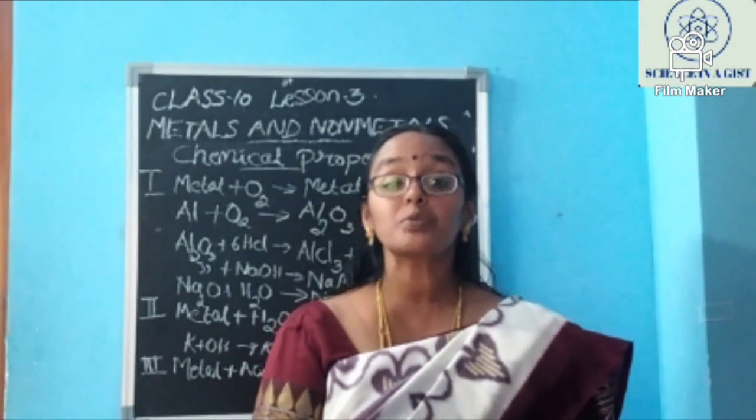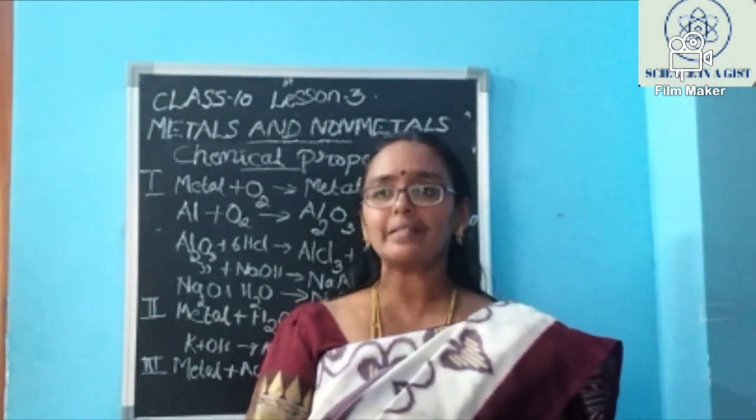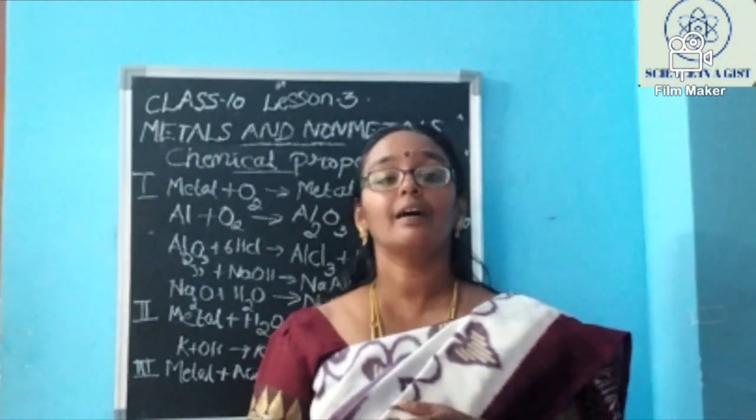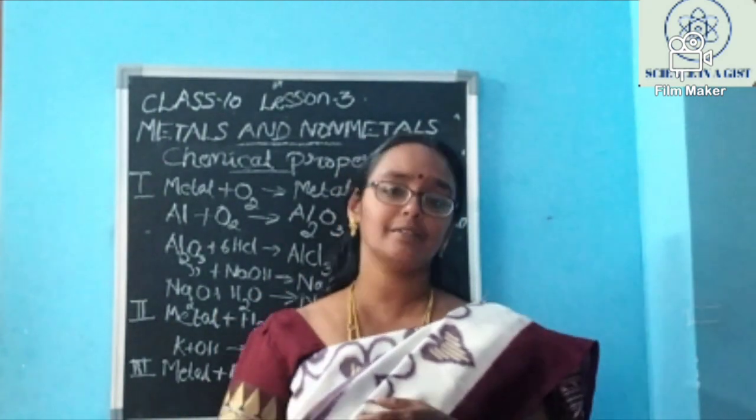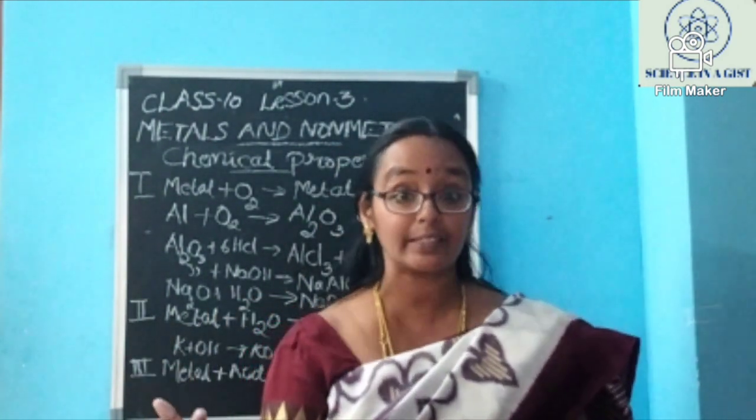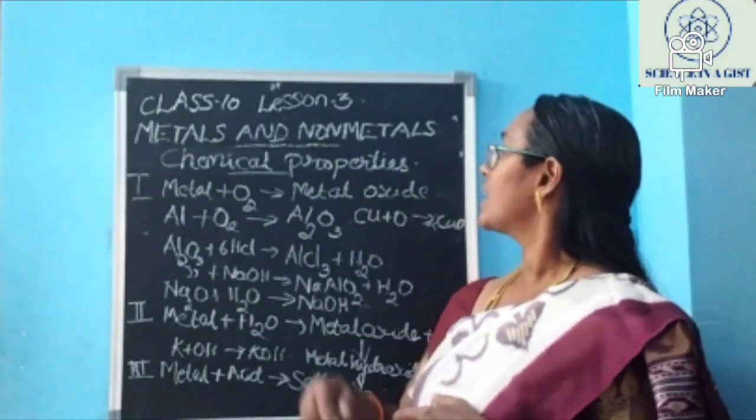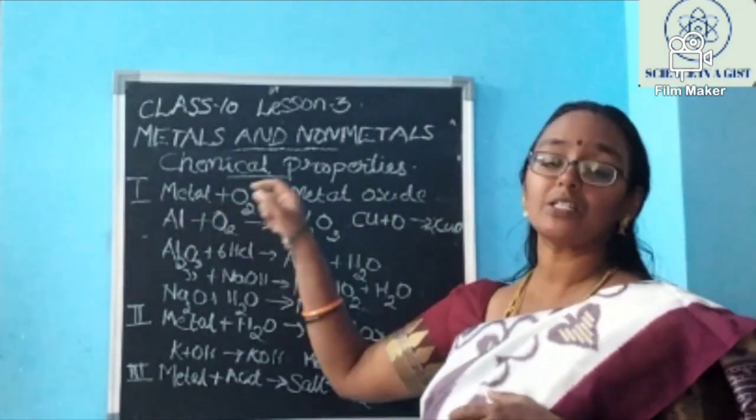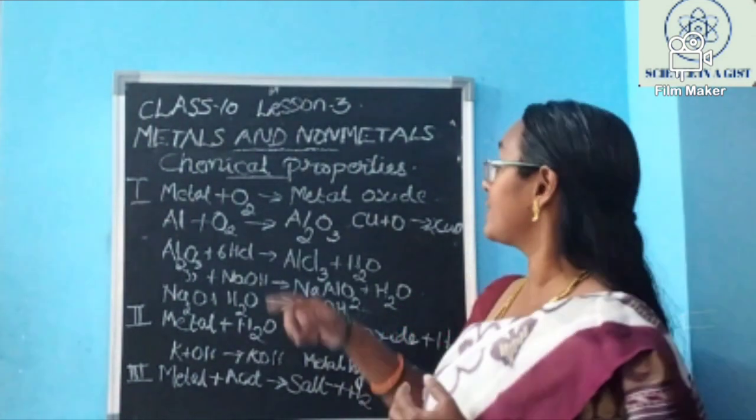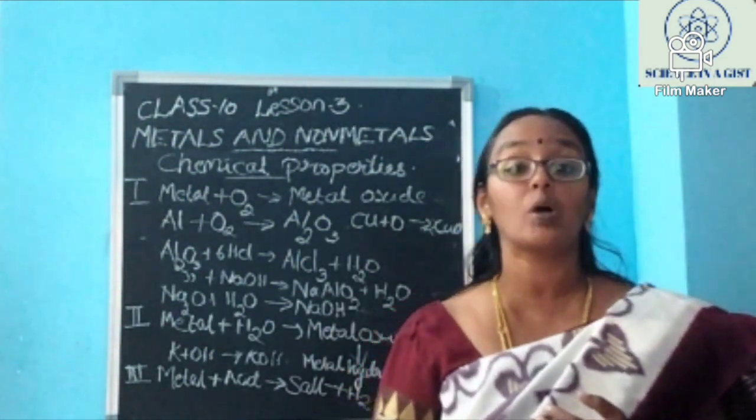Dears, now we are moving to see the chemical properties of the metal. That means how the metal is reacting with oxygen, water, then how it is reacting with some acids, bases, all these we will see. Okay. First, chemical property here, how the metal is reacting with oxygen. When metal is reacting with oxygen, we will get metal oxide.